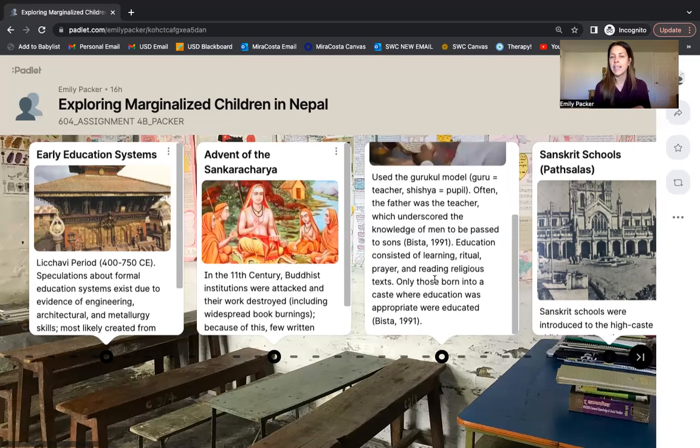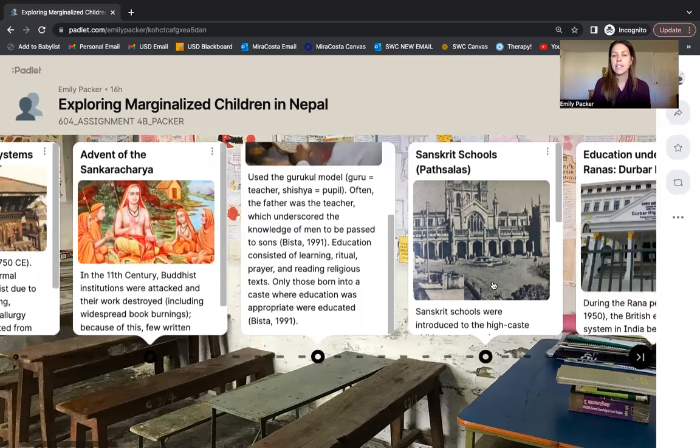Only those born in the upper class, or sorry, I'll say upper caste, were educated. And it was only them because they were deemed appropriate to be educated. So again, this was the Gurukul model in the Hindu education system, focused on tutoring and passing knowledge in a semi-formal structure from teacher to student, and then also from father to son.